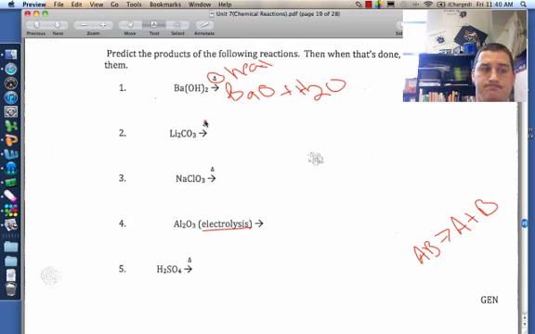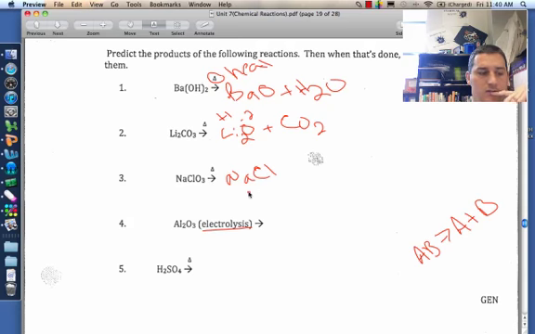Takes us to our sodium chlorite. Whenever we heat up a metallic chlorite, it's going to decompose into a metallic chloride and oxygen. So we're going to have an NaCl, and we're going to have oxygen left, O2. Again, I know this isn't balanced, but we're going to save it till the end, then we're going to come back and balance it.